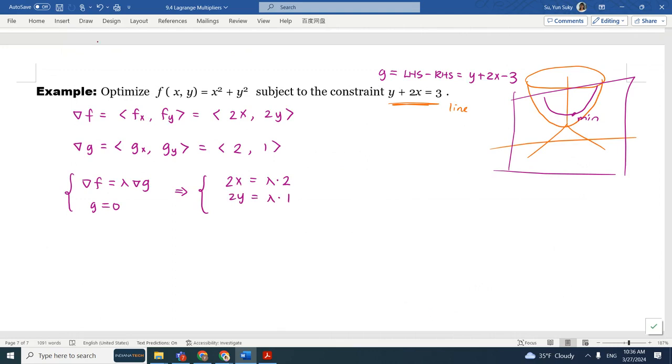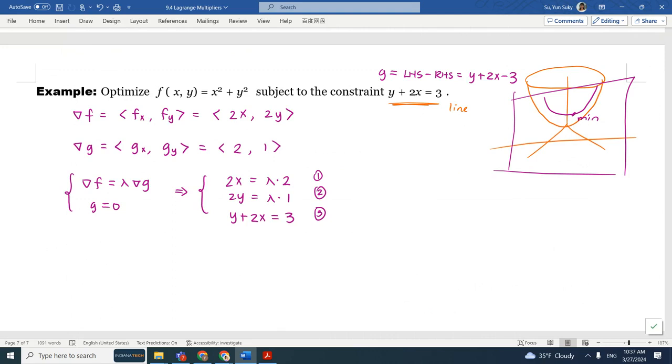Yes. And then the g is y plus 2x equals 3. So you can put y plus 2x minus 3 equal to 0, but you know it's the same as y plus 2x equals 3. Is that okay, everybody? All right.